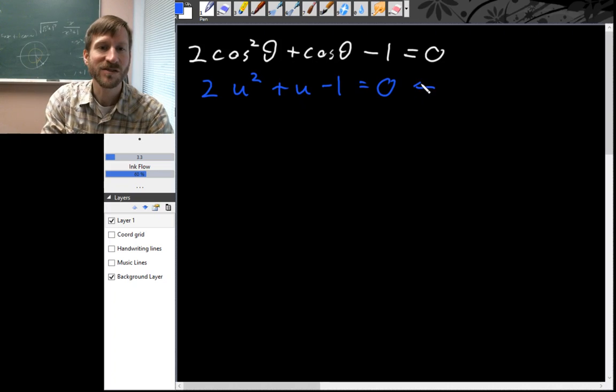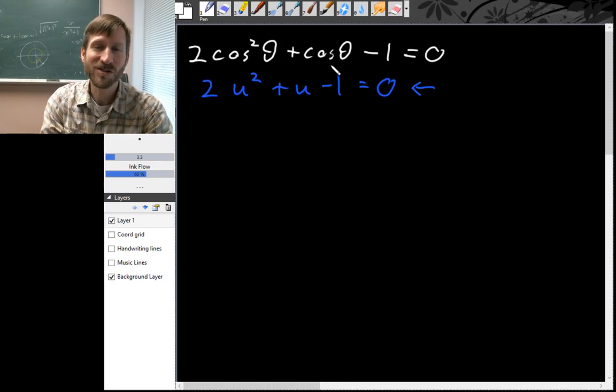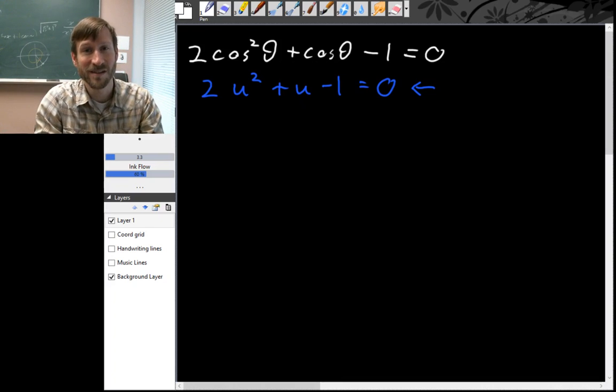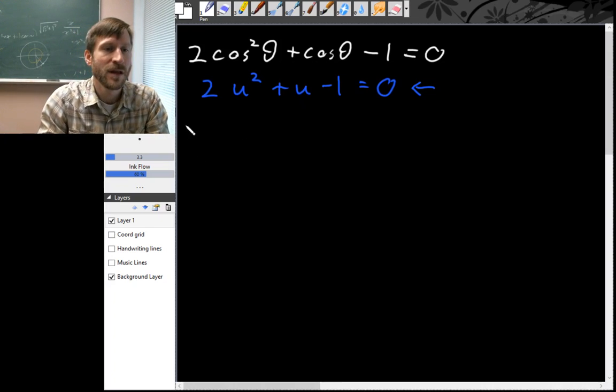And if you were going to solve this quadratic equation, you'd probably do it by factoring, or at least you could do it by factoring. And so the original equation also is quadratic, where the variable instead of u is cosine theta. But we can still factor it using all of our usual tricks for factoring.